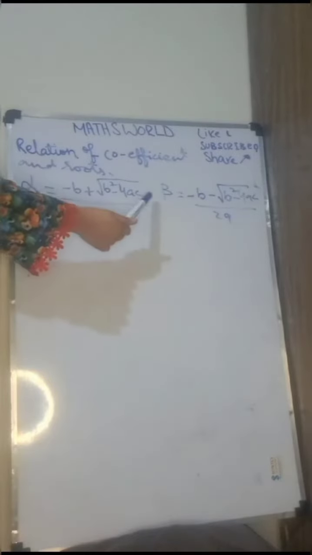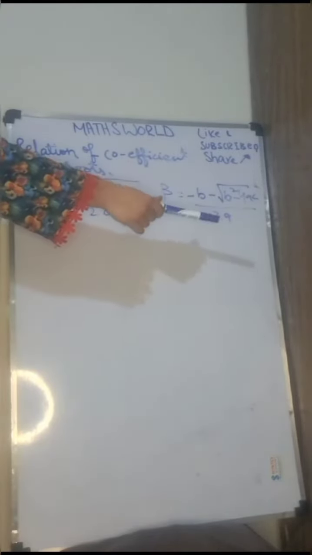Dear guys, today we will study the derivation of coefficient and roots. So alpha is equal to minus b plus under root b square minus 4ac divided by 2a, and beta is equal to minus b minus under root b square minus 4ac divided by 2a.